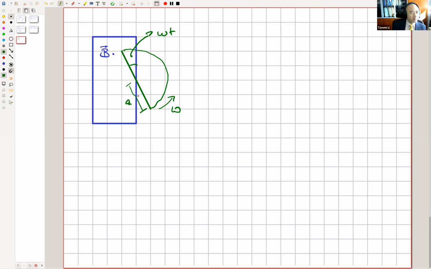I think this is a good moment to give you a minute or two to think about this setup, how you would arrive at the current that is actually being driven through the semicircle wire, and we'll come back to discuss this in a moment. Okay, I'll give you 2 minutes.